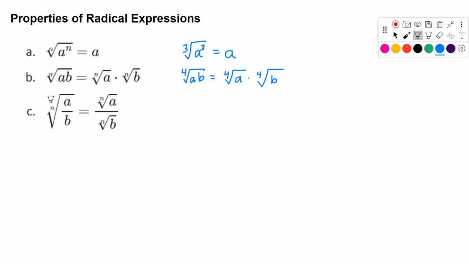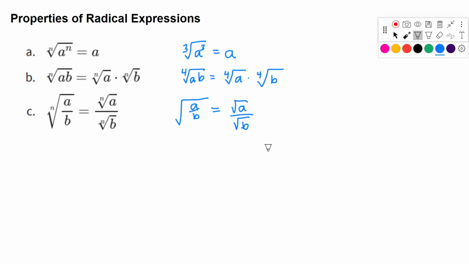And c, we have the nth root of a quotient. Again, that's like taking a power of a quotient, and we can separate the numerator from the denominator, each with their own nth root. So if I have the square root of a over b, I can simplify this as the square root of a over the square root of b and simplify each square root separately.